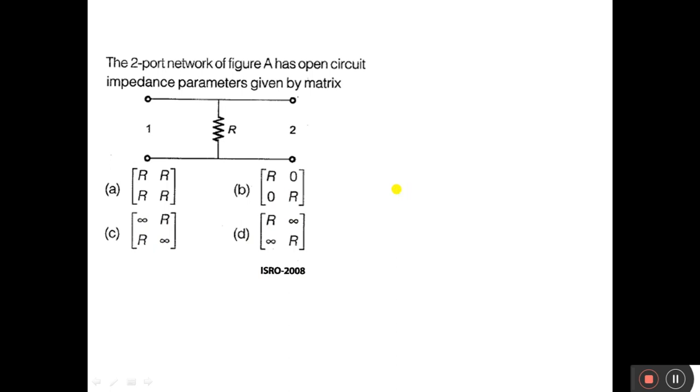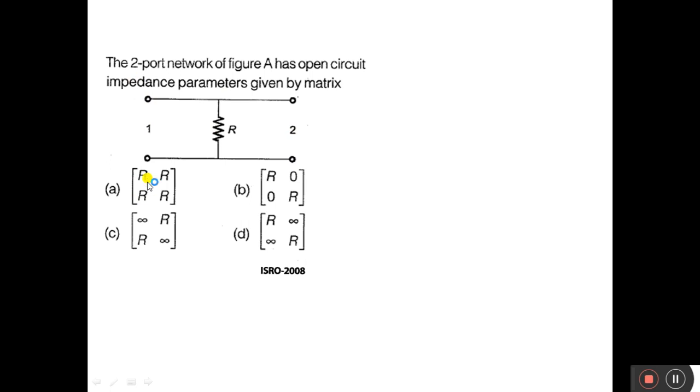In general, to do this Z parameter calculation, we need to short port 2 and apply voltage at port 1. You can calculate two values. In the second part, we need to apply voltage at the second port, and the first port should be open. Then only we can get all the values.